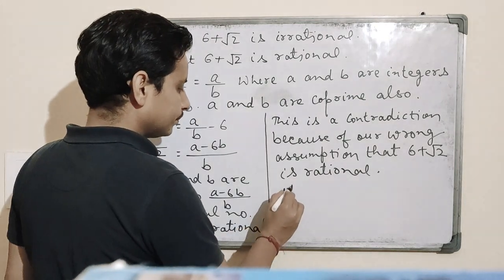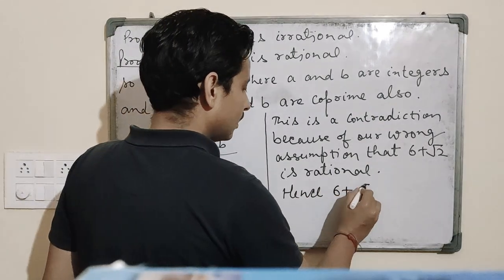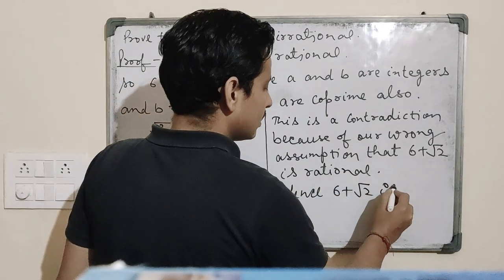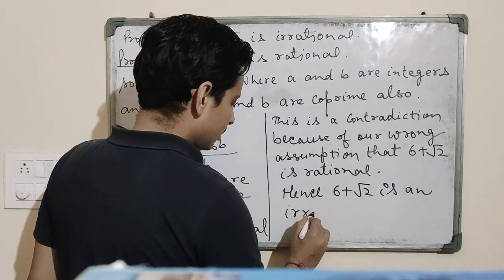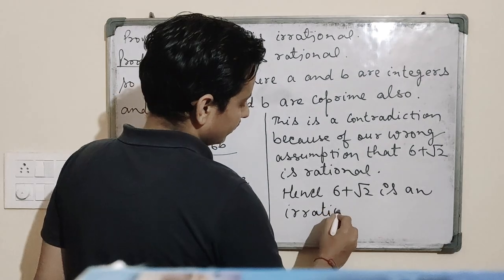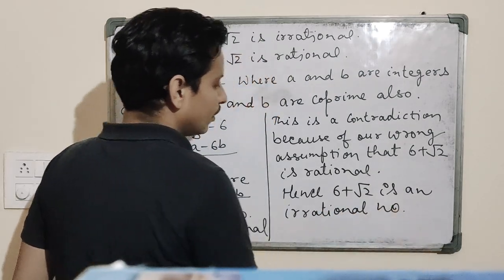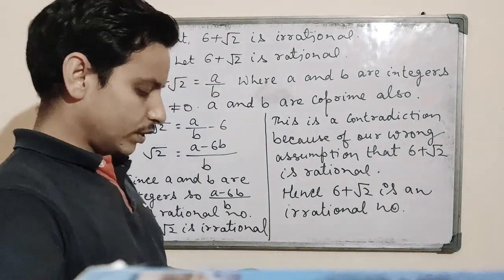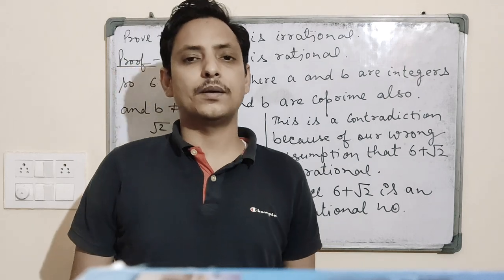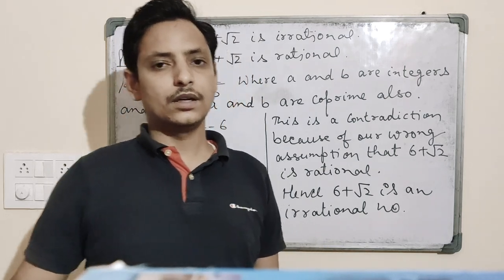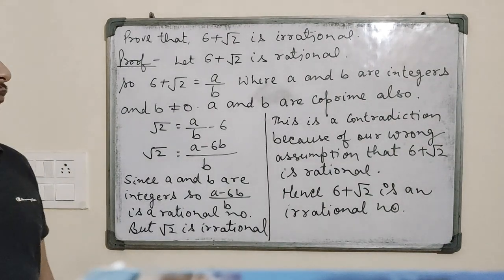Hence 6 plus under root 2 is an irrational number. So students, in this manner we can prove that 6 plus under root 2 is an irrational number. I hope that all the students were able to understand how we can prove 6 plus under root 2 irrational.